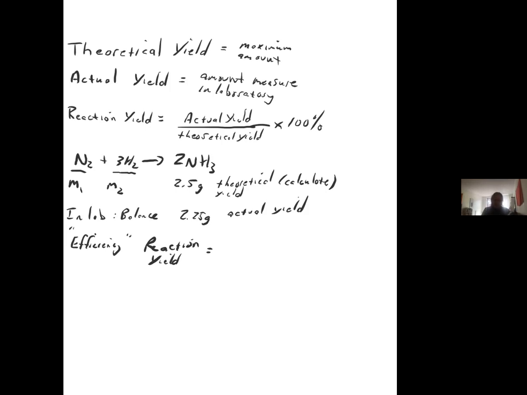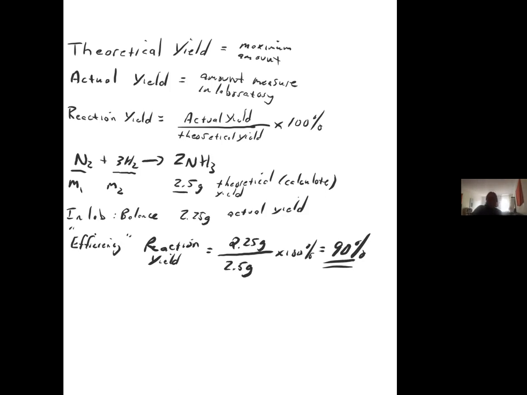The way you calculate it is you take your actual yield, 2.25 grams. You divide that by your theoretical yield, which is 2.5 grams, and then you multiply it by 100%. So, what is that? 4/8, that's 9/10. So it's 90%. Okay. And so 90%, that's pretty close, right?